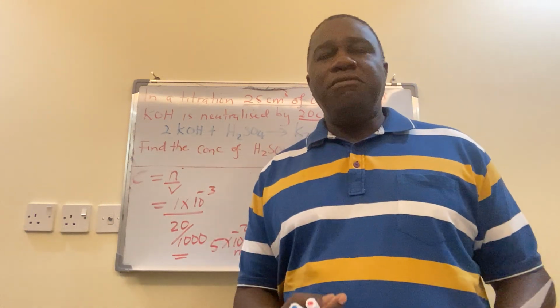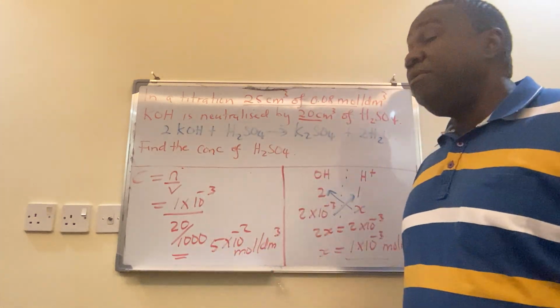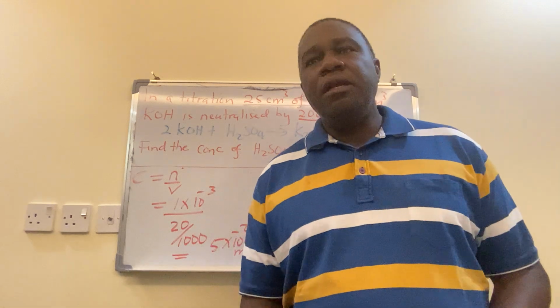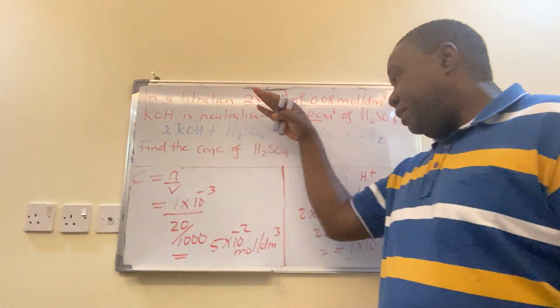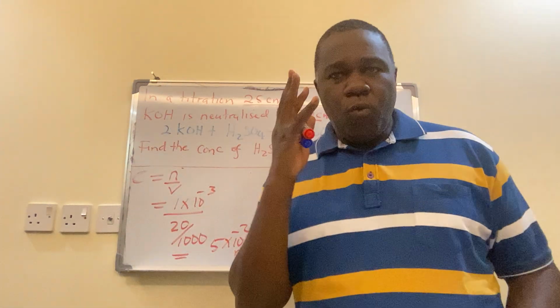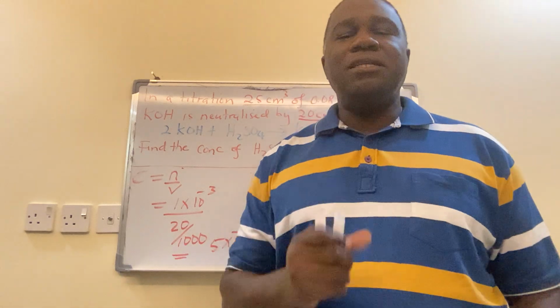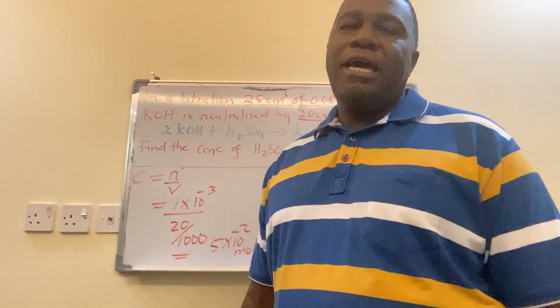Even when you go to A level, the steps are similar. It can be acid-base titration. It can be redox titration. The steps are essentially the same. One of the solutions, you're going to know its exact concentration, and we call that a standard solution.